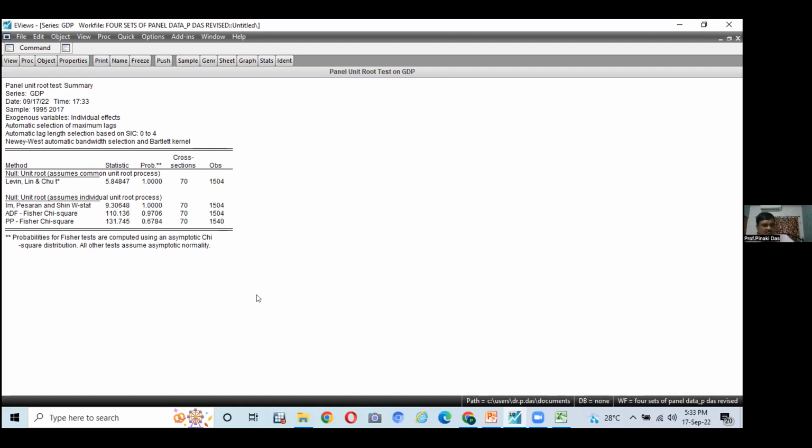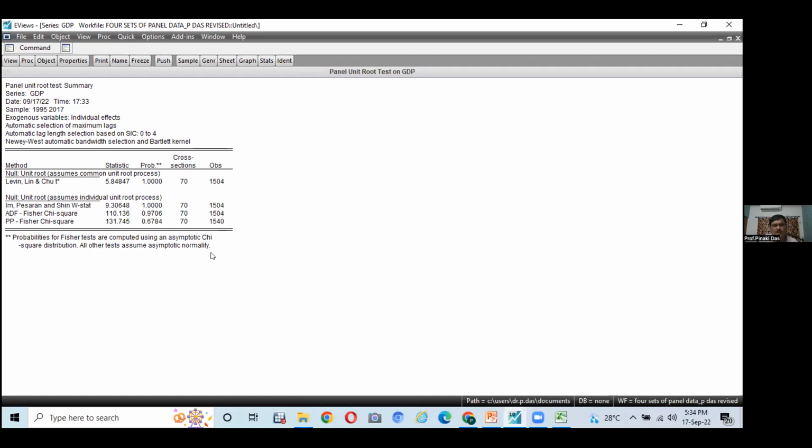Among these 6 alternative methods, under the summary, there are 4 alternative methods: Levin-Lin-Chu, Im-Pesaran-Shin, Fisher augmented Dickey-Fuller, and Fisher Phillips-Perron test. And here are the results of these test statistics. This is the estimated value of the test statistics and the corresponding probabilities. On the basis of the corresponding probabilities, we are able to understand whether these tests are statistically significant or not.